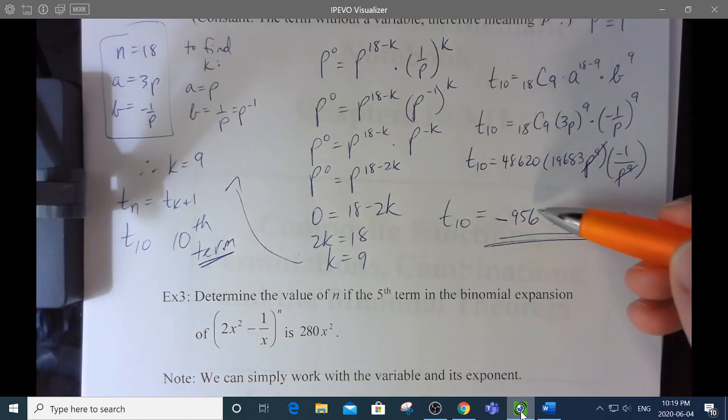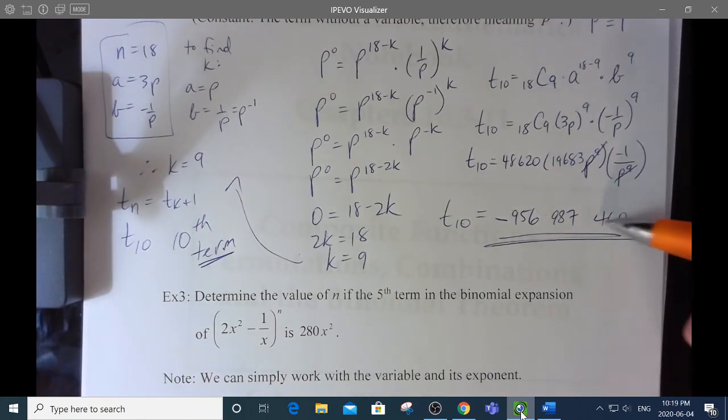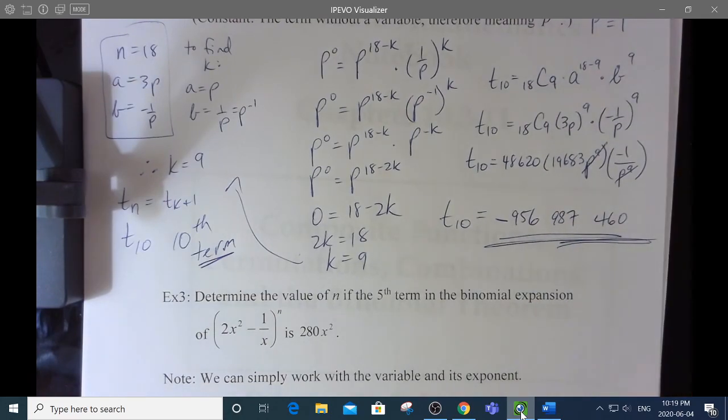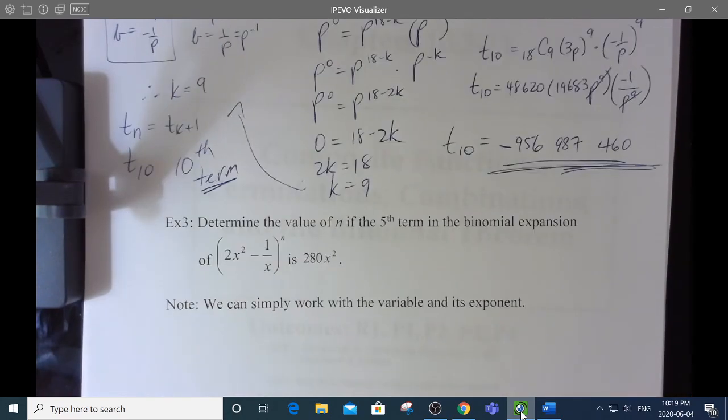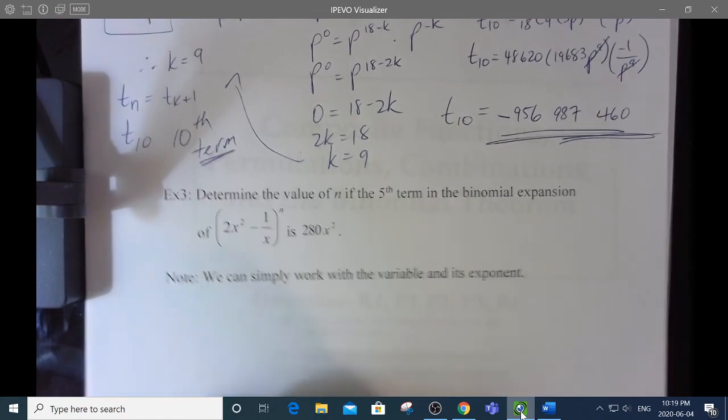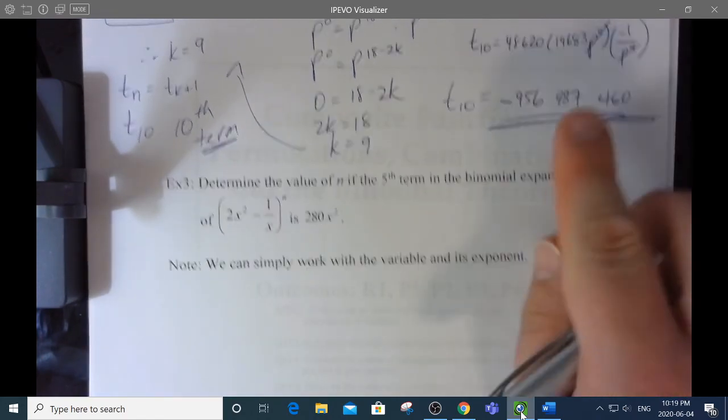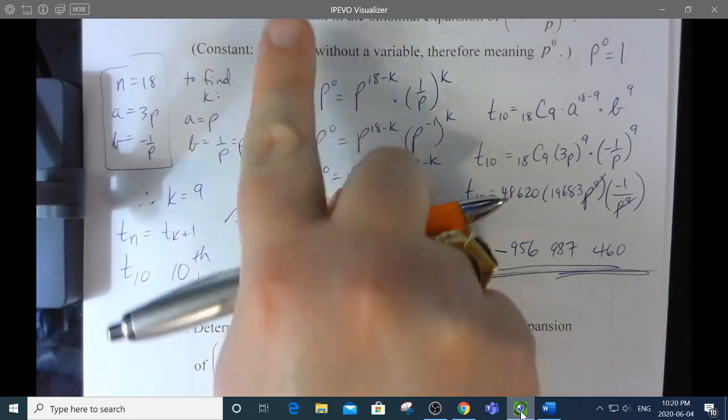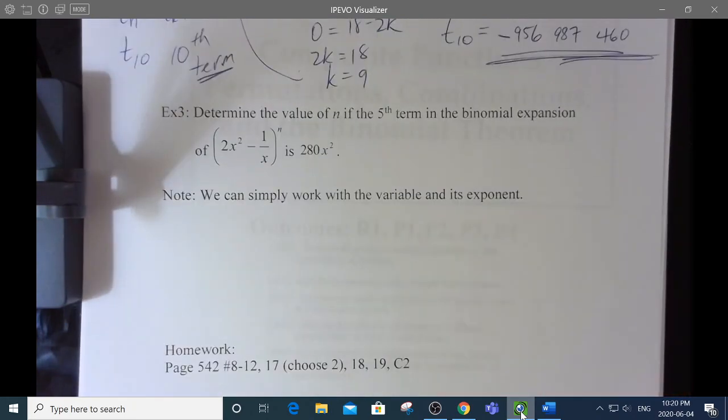That is 956,987,460. And you'd lose that half mark if you put "and"s in the middle of that. You can't say "and" in the middle of a word because that means decimal. Anyway, notice we got what we wanted: a constant. It was a big constant, but it's a constant nevertheless.